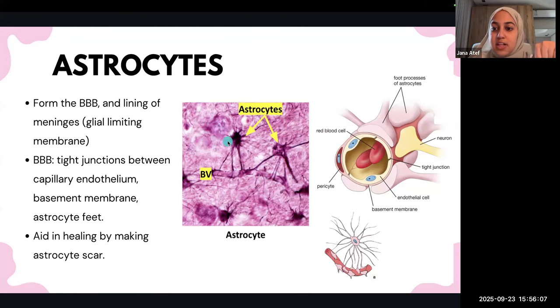Can you explain astrocyte feet? It's what it is. It's an astrocyte. Okay, let's compare it to an axon.